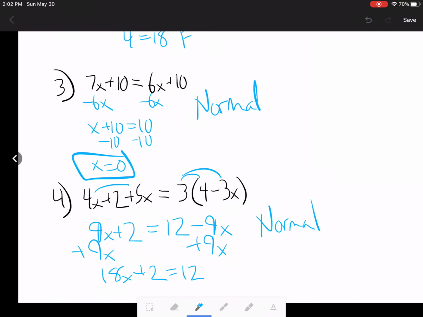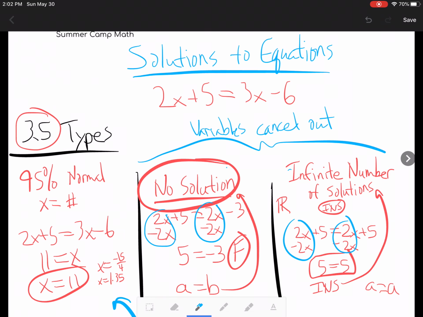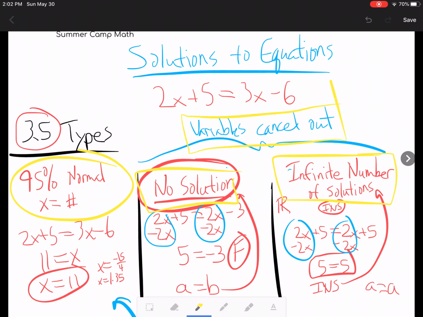So again, as we're getting to more advanced and complex equations, we are running into a situation where we might have several different types of answers. More often than not, and again, I cannot stress this, it's going to be completely normal. You're going to get a number. But occasionally, we're going to run into a no solution problem or an infinite number of solutions problem. And as you continue to advance in math classes, you're going to see these ideas pop up in a slightly different way. But the big thing is, variables need to cancel out for that to happen.